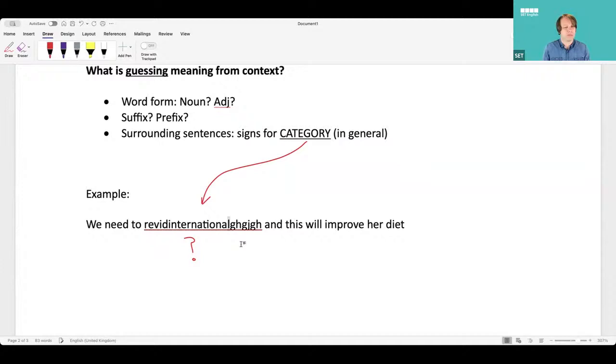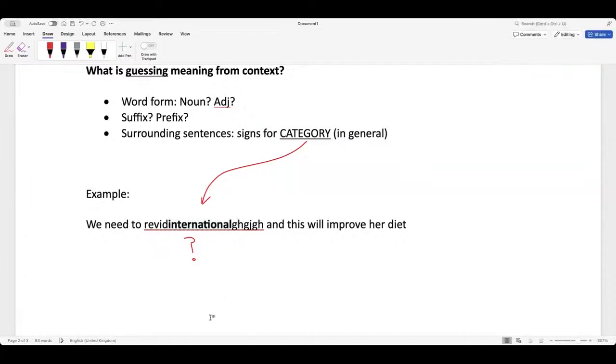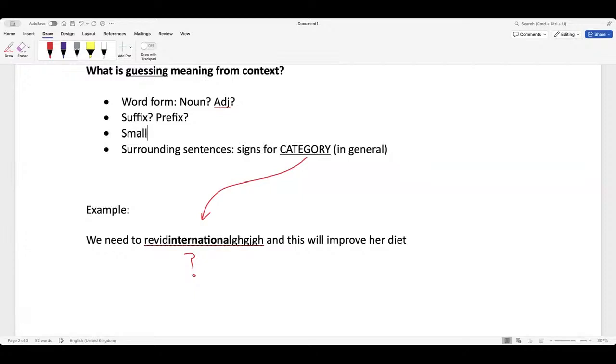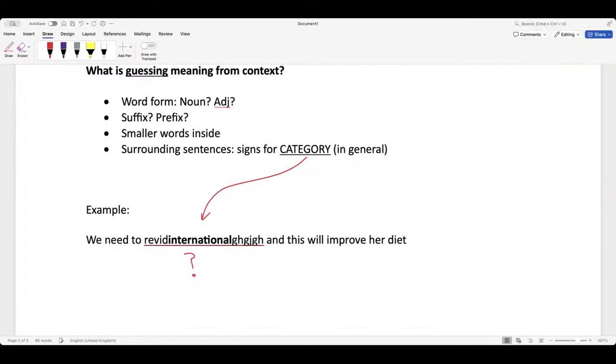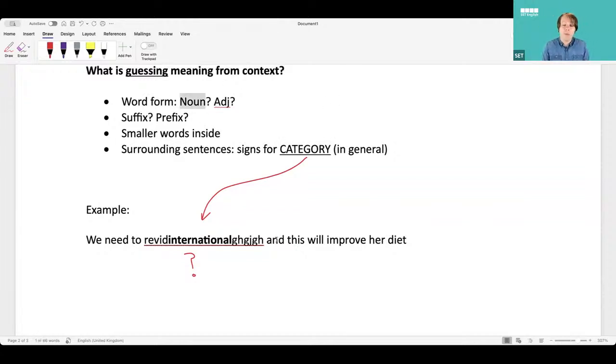International. What if I see something like that? It gives us a clue, maybe a hint to the word after that, for example, international airport or international security, international designer or something. So smaller words inside, prefixes, suffixes, smaller words inside, guessing the category, thinking about is it a noun, verb, adjective.